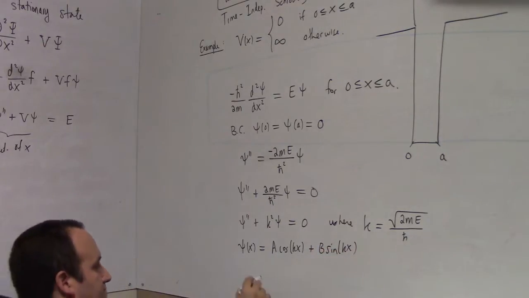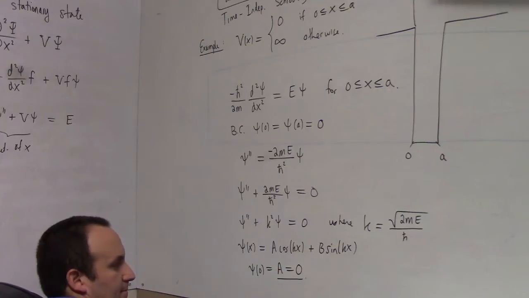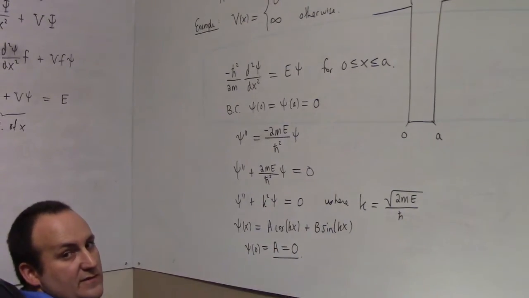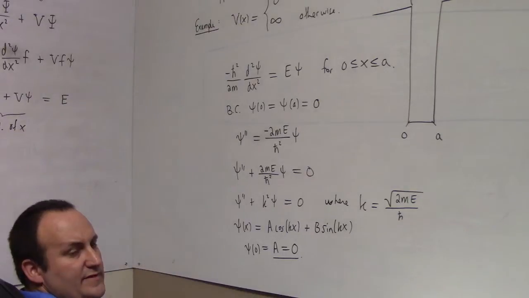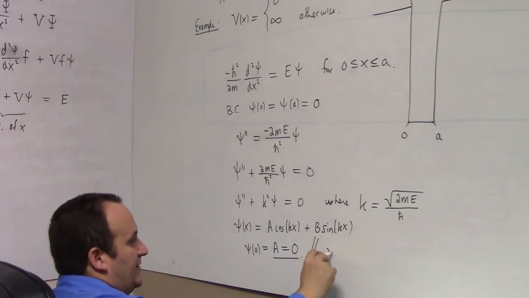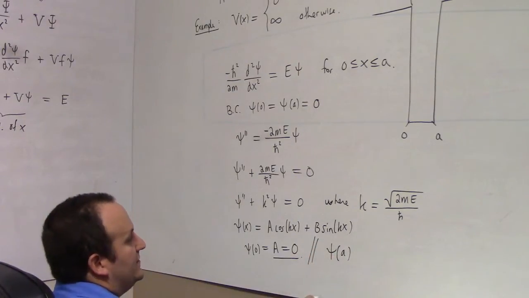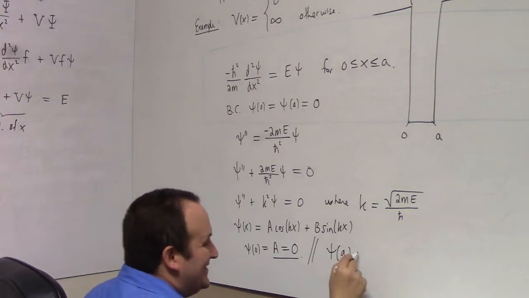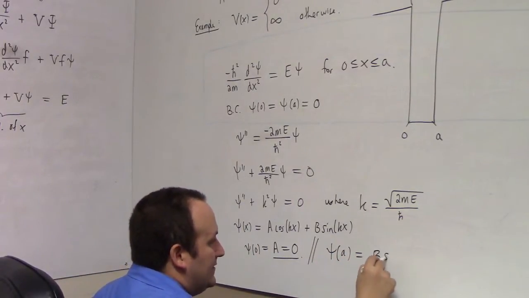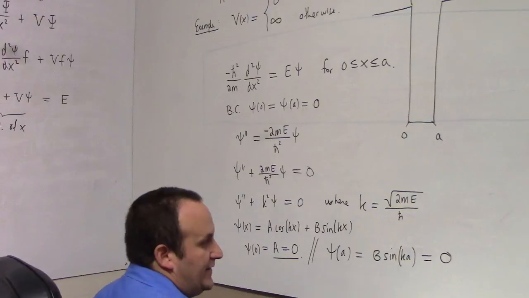Now, but psi of 0 is a, right? And that's equal to 0 by the boundary conditions that we don't entirely understand yet, but we'll talk more about some other day. All right? And psi of L, no, psi of a. Sorry, I've got L in the mind for some reason. Psi of a is equal to B times the sine of ka, right? So that has to equal 0 as well. How can that be 0?